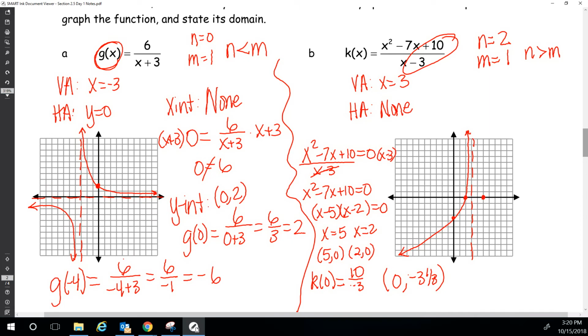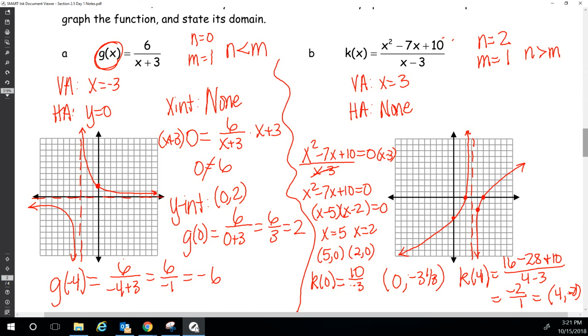Anything bigger than 3. I could choose 4, I could choose 6. Let's just do 4 for fun. So I'm plugging it into my k function up here. So 4 squared is 16, minus 7 times 4 is 28, plus 10. On the bottom, I've got 4 minus 3. So this would be 16 plus 10 is 26, minus 28 is negative 2. 4 minus 3 is 1, so I've got the point (4, negative 2). Really, I just want to know, is it positive or negative? But here's (4, negative 2). I have to be terribly precise with it. If you just showed me something like this, I'd be okay.